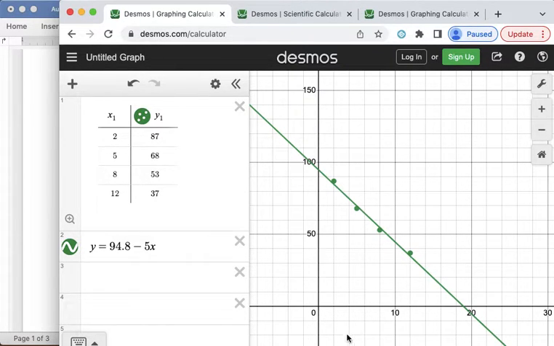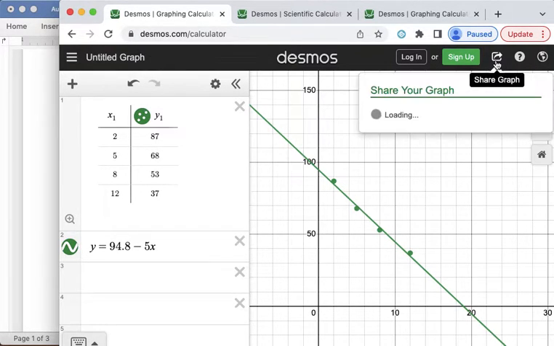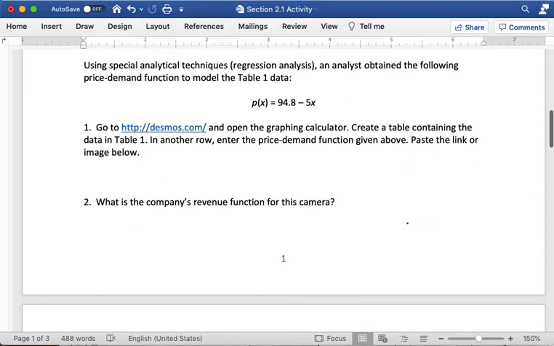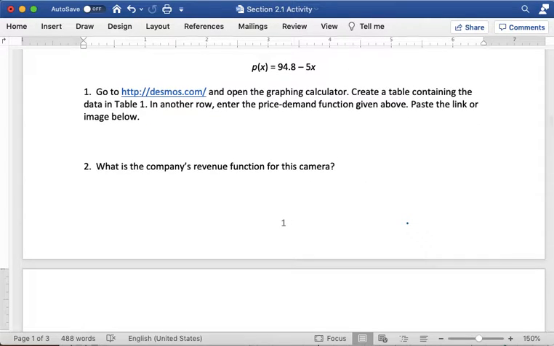I set the zoom here. Yours might look slightly different depending on how you have the window and the zoom set, but this is the idea of what it should look like. And then to insert it in your notes, click Share Graph and either use the share link or export image. So you should be doing that for number 1, and then we'll move on to question number 2.